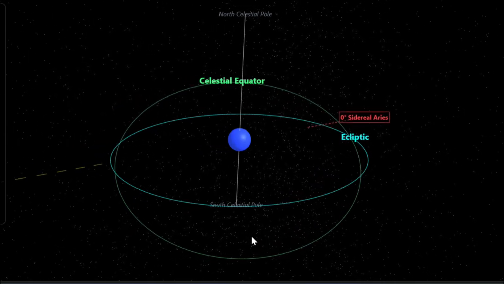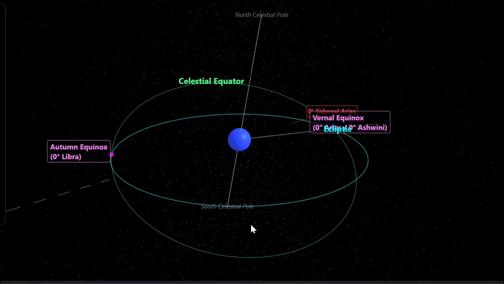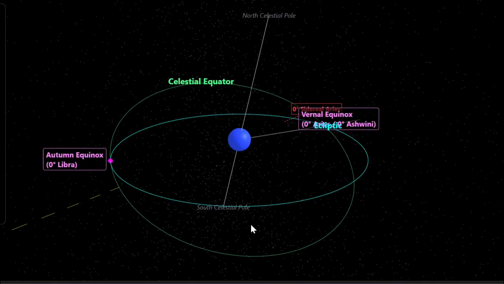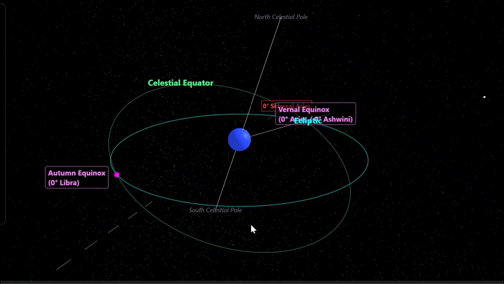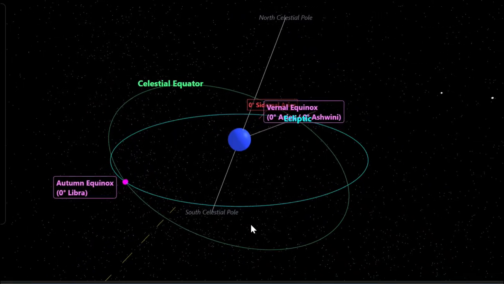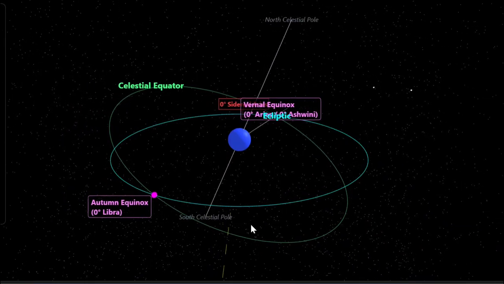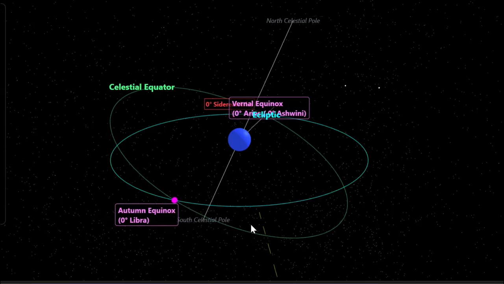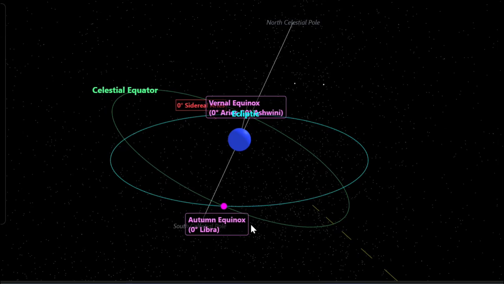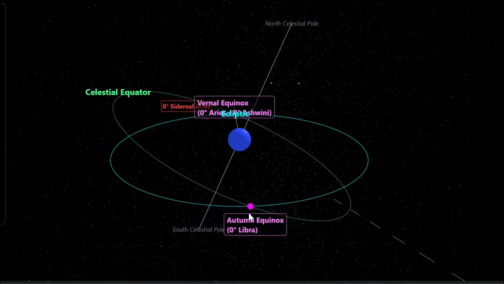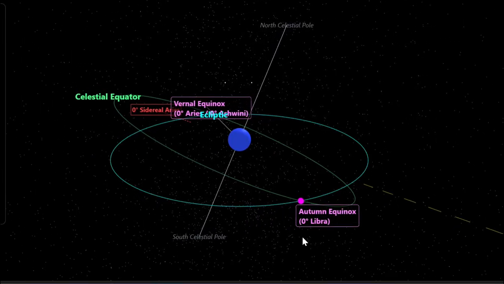So what happens at these two points, which are known as equinoxes? The sun is just at the equator, just above the head, exactly overhead at noon. The day and night are equal at this point. Whenever the sun is at equinox, the day and night are equal, 12 hours each.